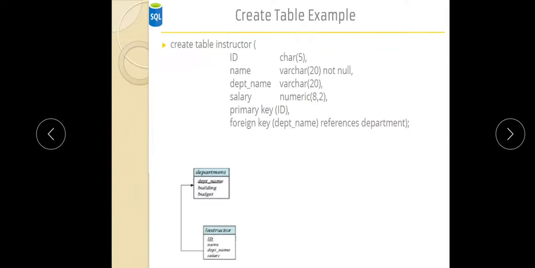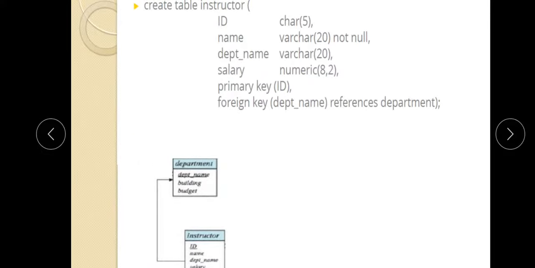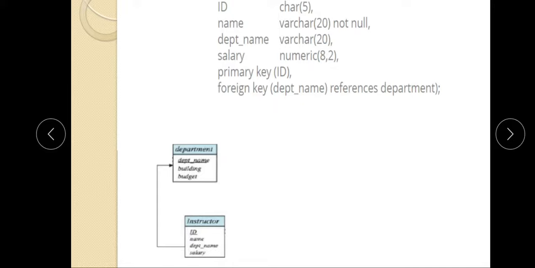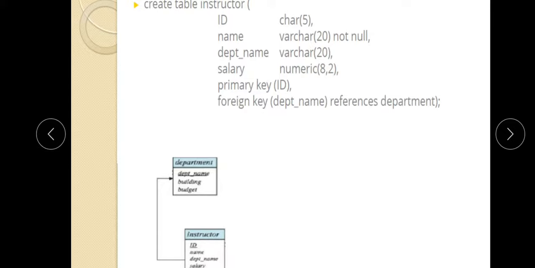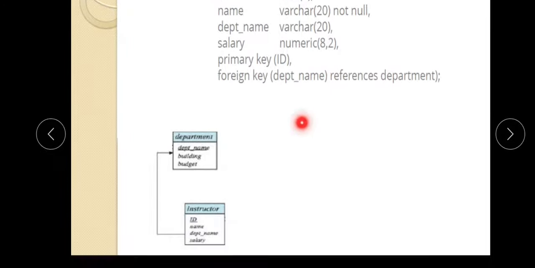Okay, so let us see a certain example. These are two relations, department and instructor. Here the department has three attributes: department name, building, budget. This is another relation, instructor. It has four attributes: ID, name, department name, salary. So here we are going to create the table instructor.